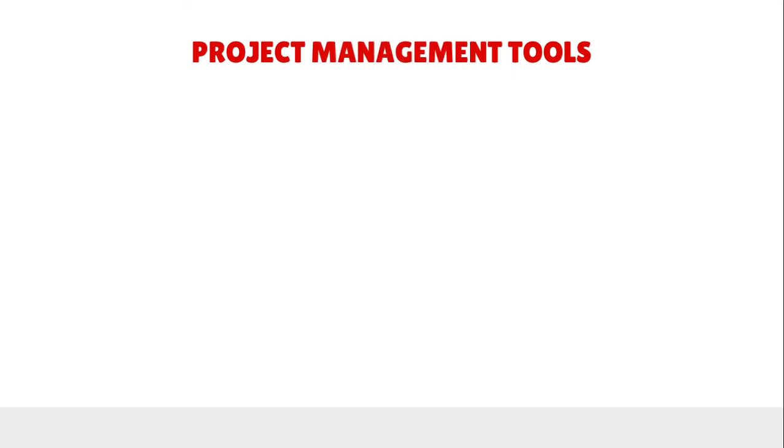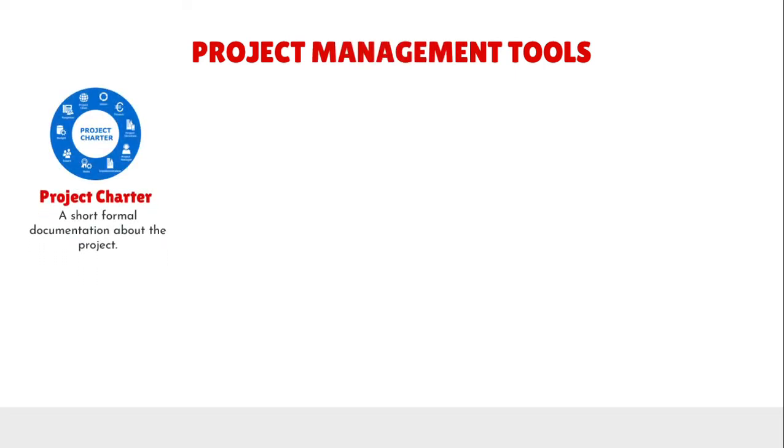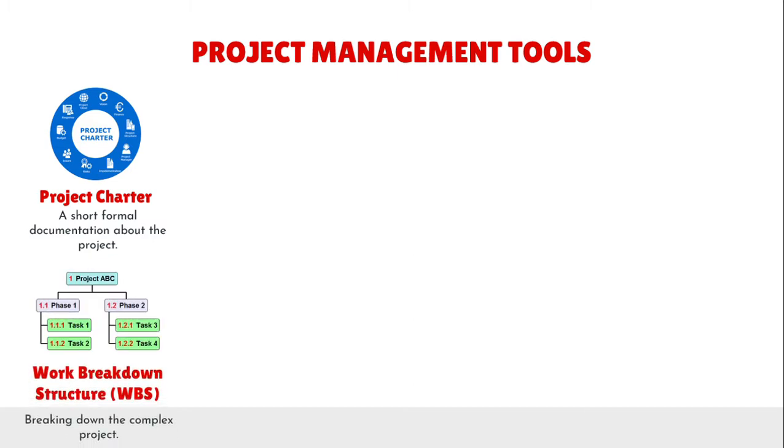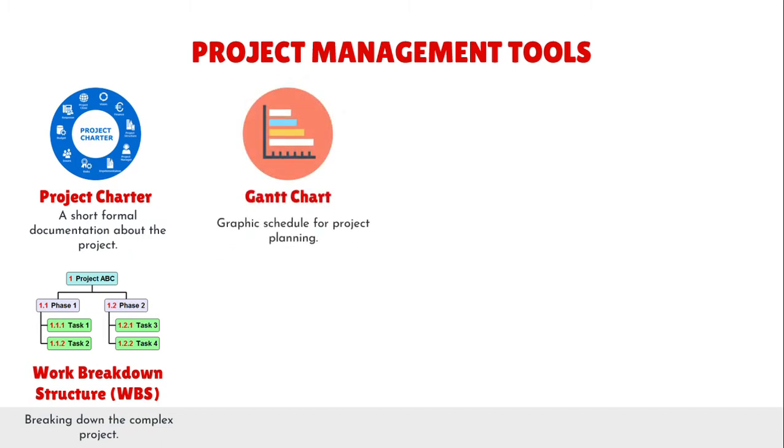So what are the project management tools that we use? The first one is Project Charter. It's a short and formal documentation about the project. Second is Work Breakdown Structure, WBS. This tool is really helpful to us because it will break down the complex project into small parts for us to easily understand the steps in developing the app. Third is the Gantt chart. It is a graphic schedule to assist us in finishing the project timely.